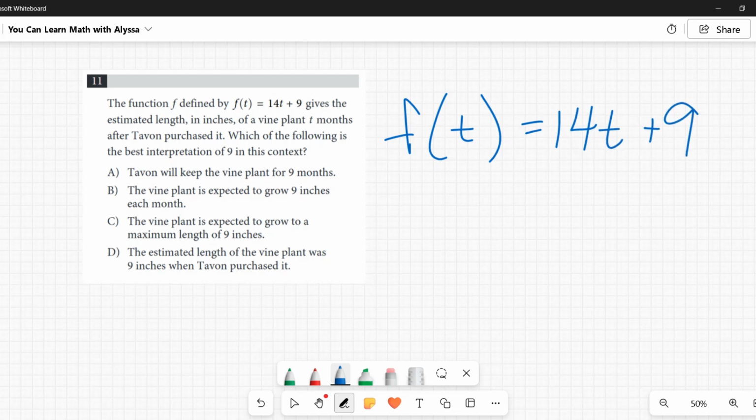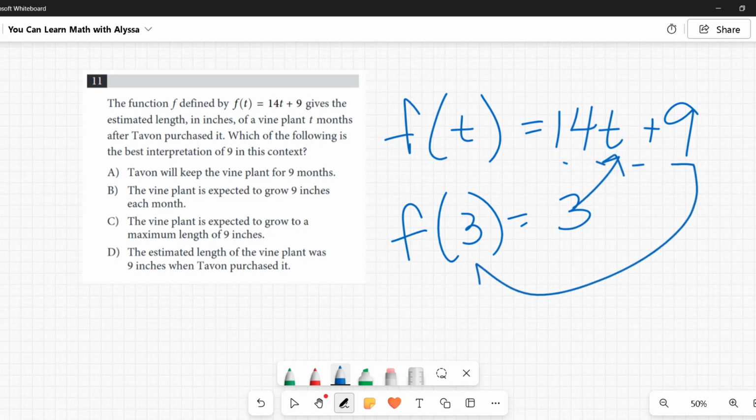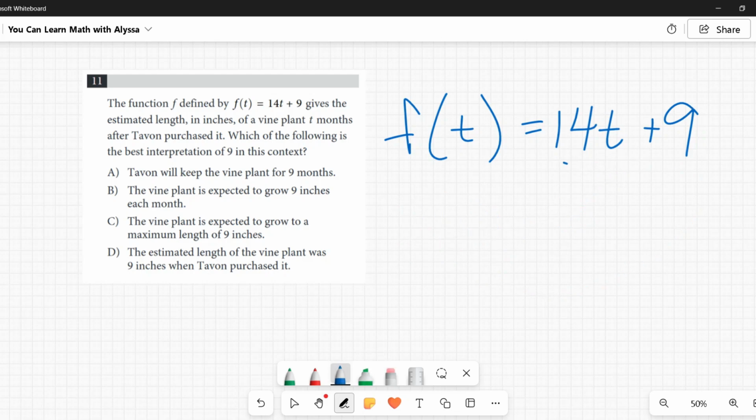So when we have a function, it's saying when I plug in a number for t, and then I do the math, my output is going to be f of t. So if t is 3, then what is f of 3? It means you're going to put 3 in wherever there's a t, do that math, and that is going to be f of t, that value that you get. This is all about input and output. t is your input, and what you get is f of t, your output. So there's an estimated length in inches of a vine plant t months after he purchased it.